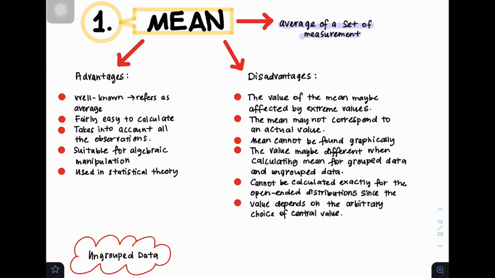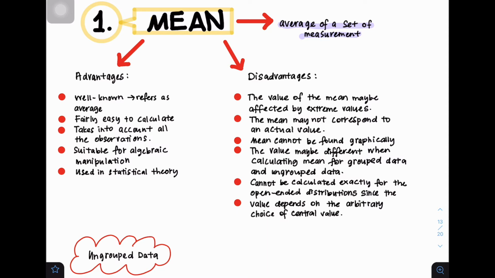Okay, dan mean ini, purata ini biasanya dia akan terganggu dengan extreme value ni, because we consider all the value in the data. In the data set, kita consider all the value, termasuklah extreme value ni. So extreme value ni dia akan kacau nilai mean. Okay, so disadvantages of mean, dia akan being affected by extreme values. The mean may not correspond to an actual value. So sometimes kita cari purata ni, dia tak correspond to the real situation lah.